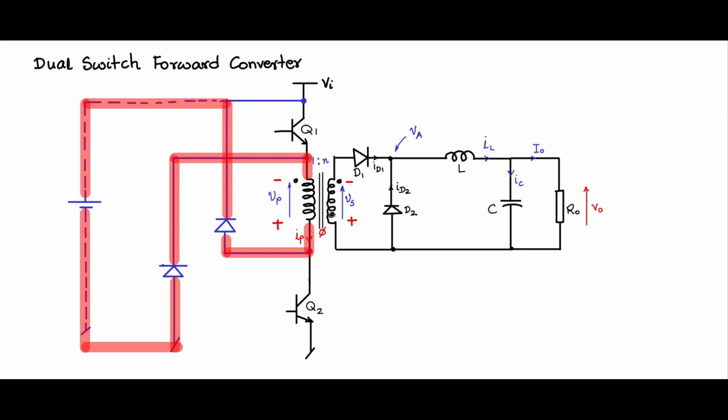This is not actually a serious limitation because of the N here. You can adjust the value of N to get whatever required output voltage. So this is the dual switch forward converter. You have removed the windings, but you have included one extra diode and one extra switch, and an extra control switch means extra gate drive for that.